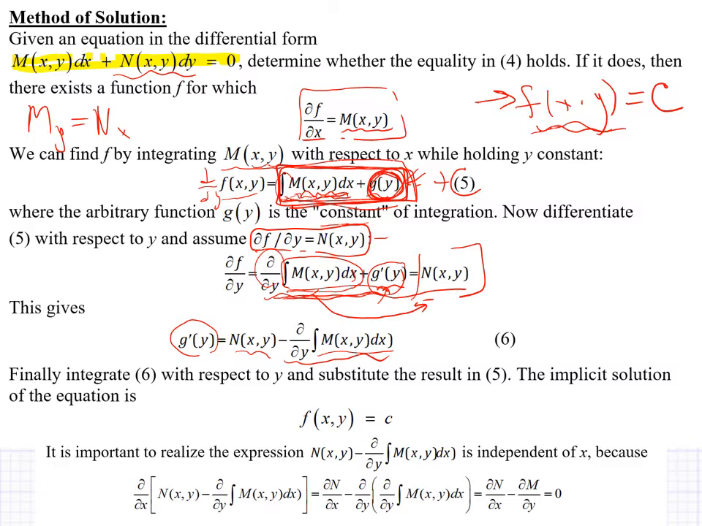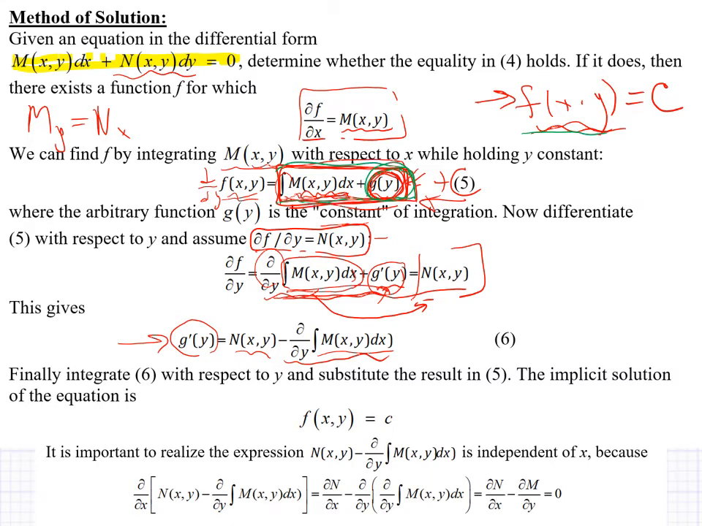Well, I don't really care what g prime of y equals. What I ultimately want is what g of y equals, because then I can fill it in here and I know my f. So again, first step we got here, and we had almost the answer we were looking for. We had the f, but we were missing this one part.